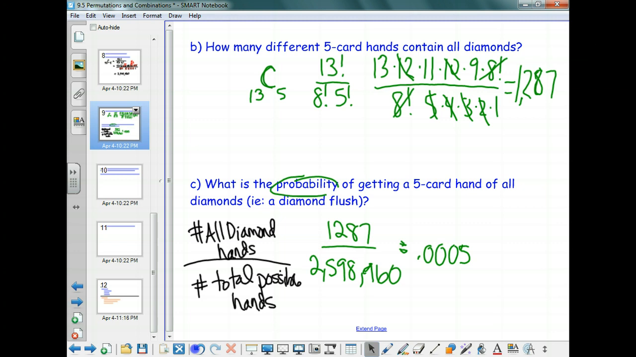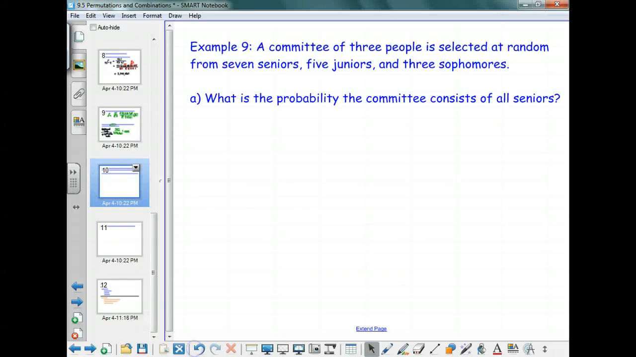Make sense? This is actually called a diamond flush, just so you know. So if you ever heard something about flush, it just means all the same suit. This is suit diamonds. Is that very likely? No. It's a pretty small probability, right? That's less than a 1% chance, because 1% chance would have a 1 right here. Okay? All right, let's try another one.